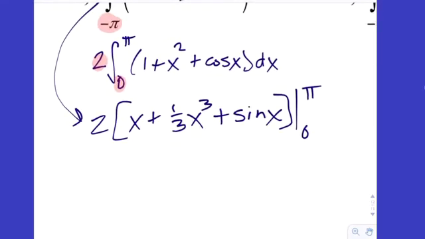So let's see if this is even worth it. I got 2 beefy bracket parentheses. Plug it into pi.